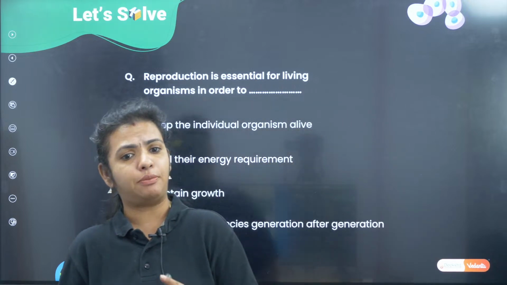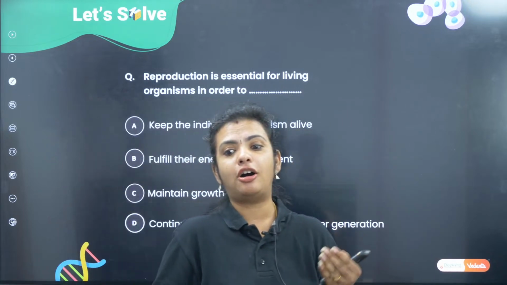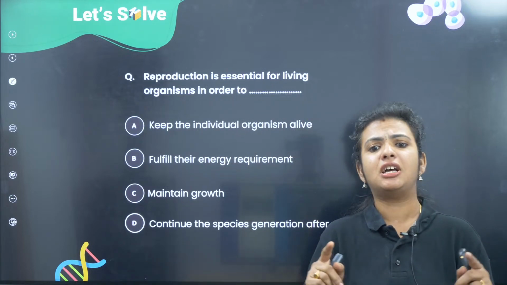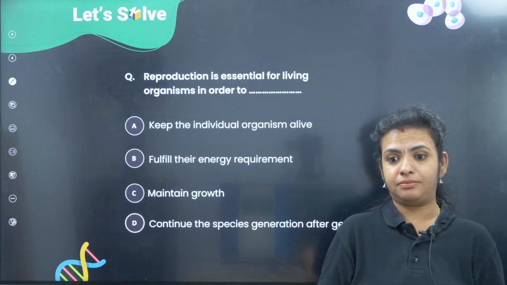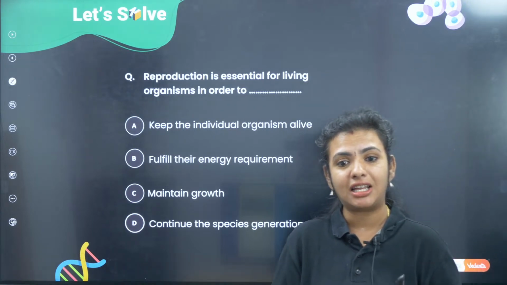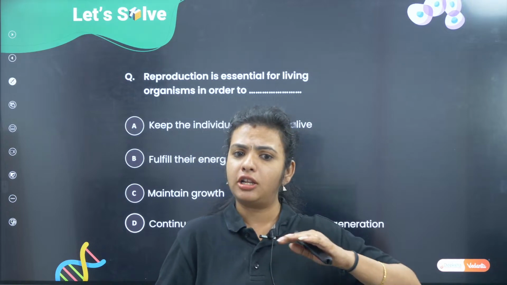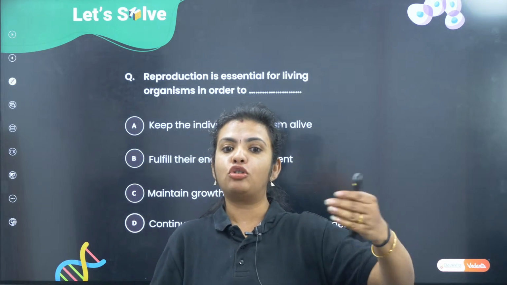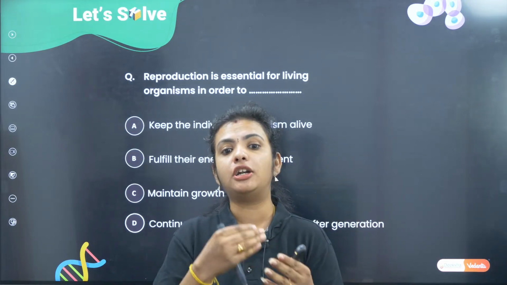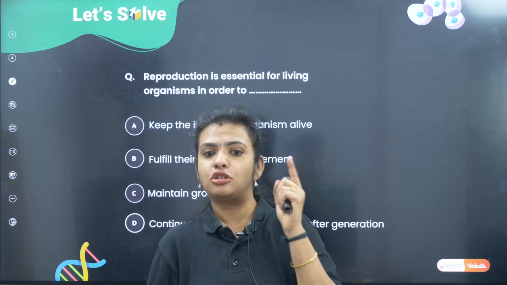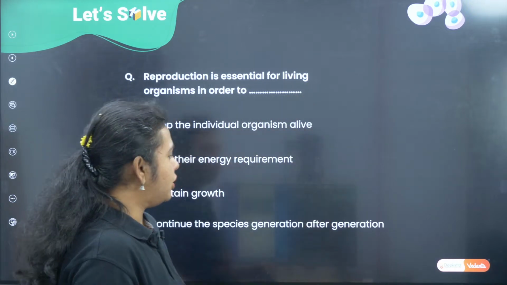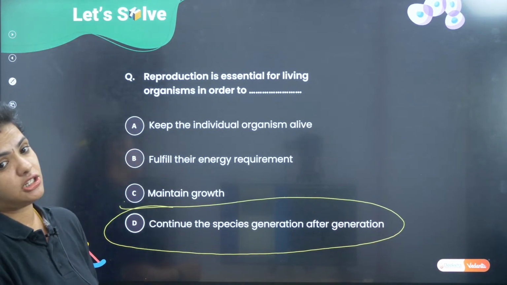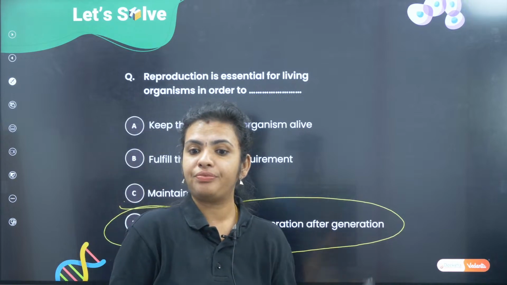So, the main purpose of reproduction is continuity of species. Just imagine one day all the organisms of the earth say, let's stop reproducing. Then I will not have my next generation at all. Or let's say all the dogs and cats decide, let's not reproduce. Your future generation will not know how a dog or a cat looks. So the whole purpose of reproduction is to continue the species generation after generation. So that is going to result in evolution.